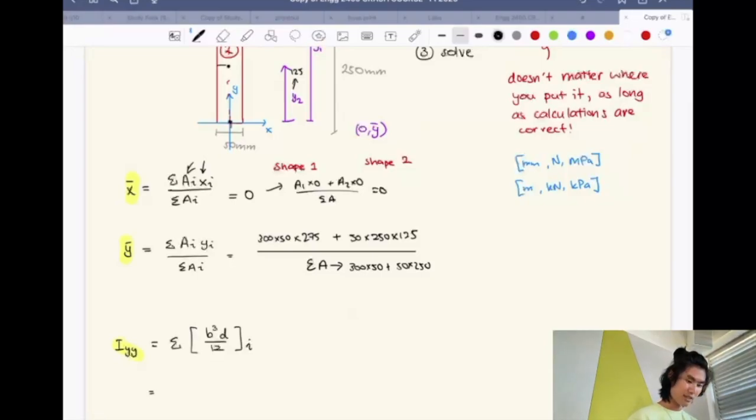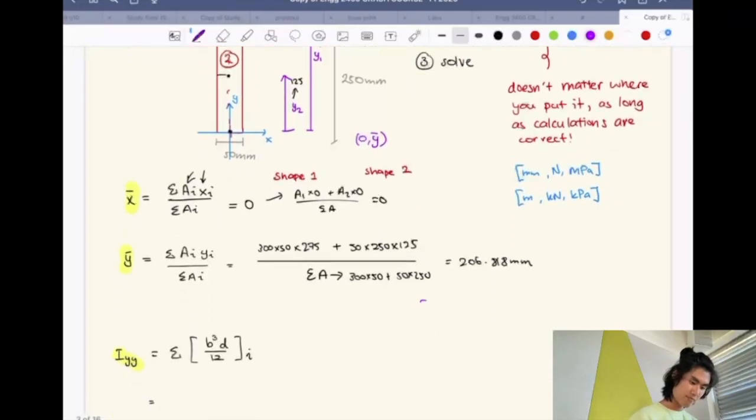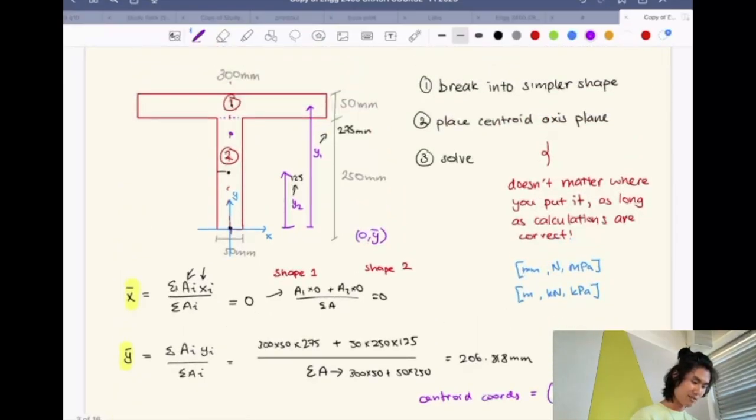If you plug this in, you get 206.818 millimeters. And that means that your centroid coordinates are equal to 0 and 206.818. So that means that the centroid is about right here, and that this distance is your y bar, 206, right?